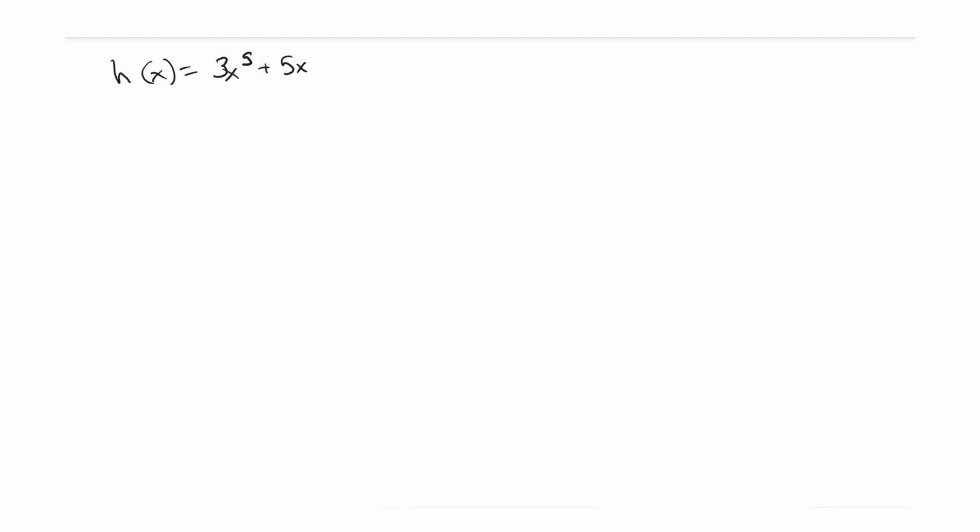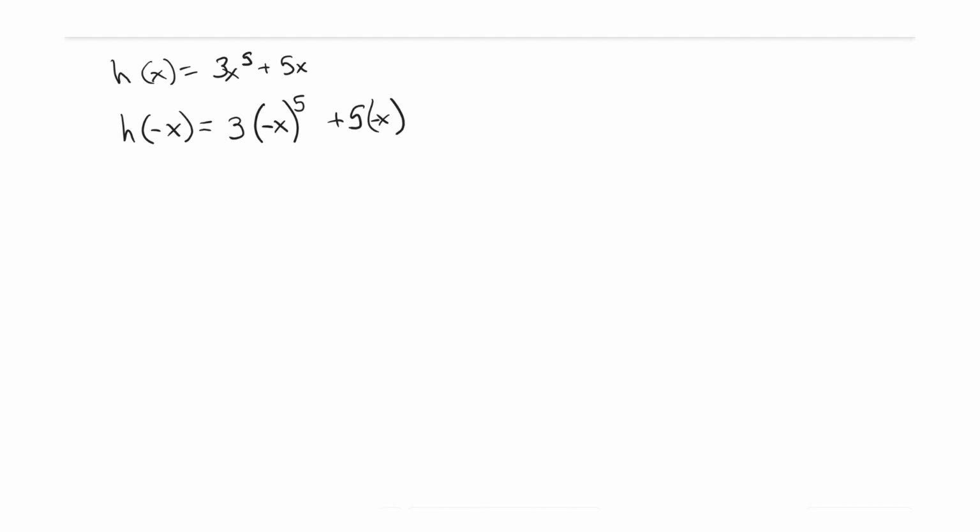To determine if a function is either even or odd, what we do is we insert negative x for each and every value x. So in our case, we would say h of negative x. So that's the starting point. Let's see what we get when we plug in negative x for our x value. So we would have 3 times negative x to the power of 5 plus 5 times negative x.